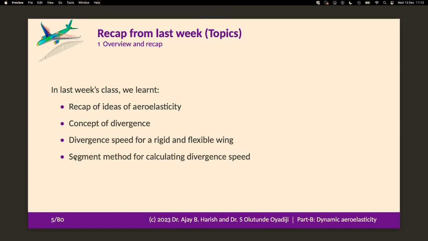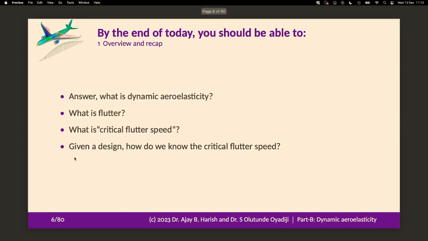We looked at divergence for a rigid versus flexible wing last time, and we used what's called a segment method, where instead of having a flexible wing, we take the flexible wing as segments of rigid wings, and see how this would work. But by the end of today, we want to move ahead a little bit.